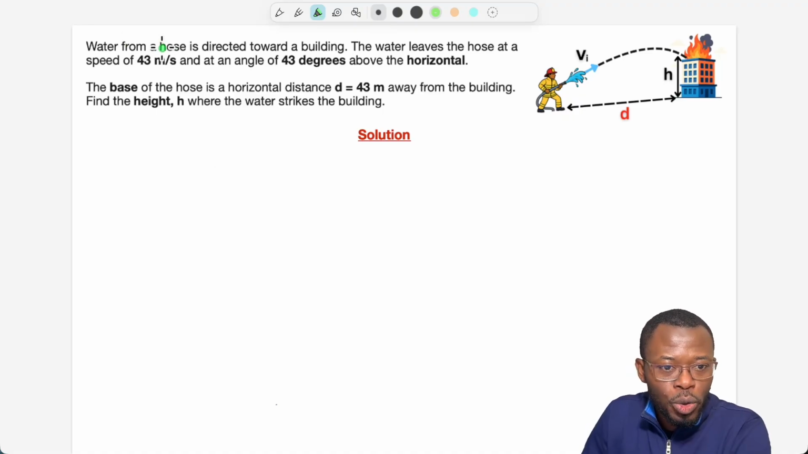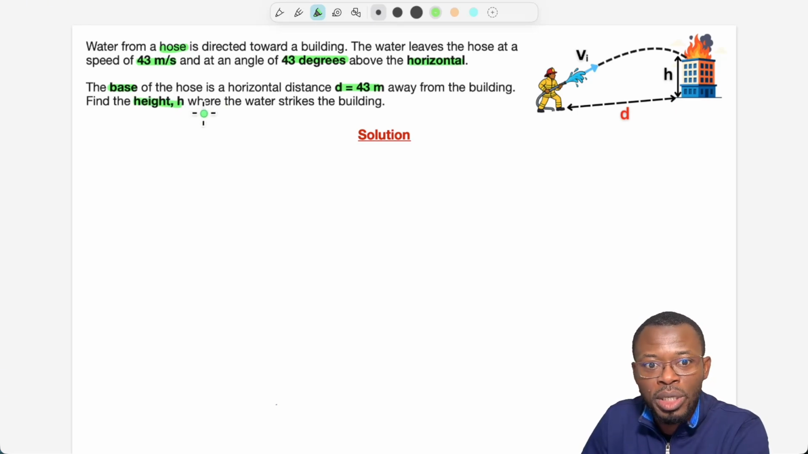Water from a hose is directed towards a building. The water leaves the hose at a speed of 43 meters per second and at an angle of 43 degrees above the horizontal. The base of the hose is a horizontal distance d equals 43 meters away from the building. Find the height h where the water strikes the building.